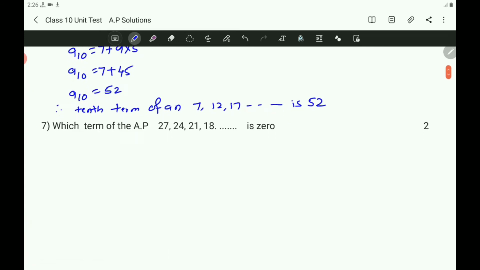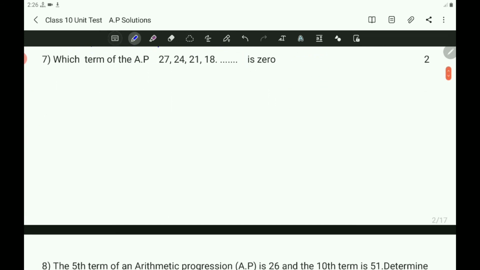Then you take the next question, the 7th question. Which term of the AP 27, 24, 21, 18, and so on is 0? Which term of the given AP is 0? So write the AP: 27, 24, 21, 18, and so on. Now consider this 0 is the nth term.